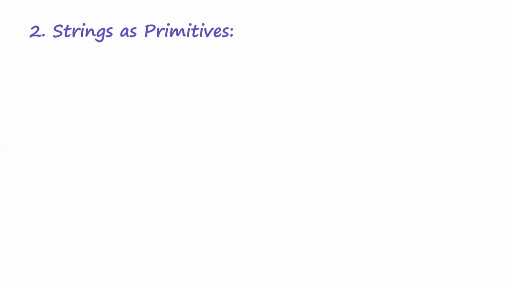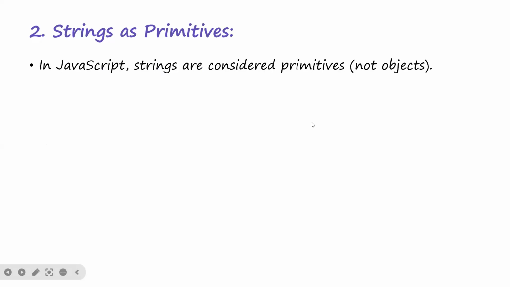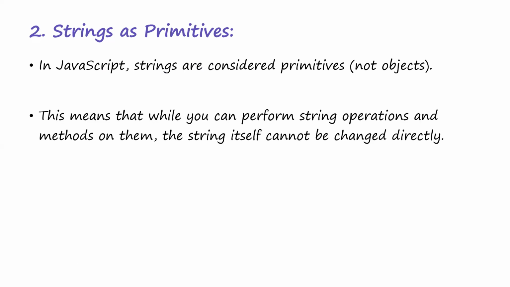And then strings are treated as primitive data types. Strings are considered as primitive. They are not objects. All right. So this means that while you can perform string operations or methods on strings, the string itself cannot be changed. We have seen string methods where you do string dot replace, string dot pad, string dot pad start, substring, and stuff like that. We are not really modifying the original string there. No, but the methods are returning a new string for us. The original string was not modified.